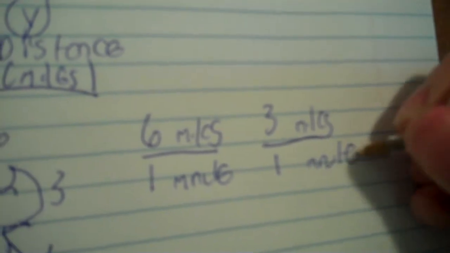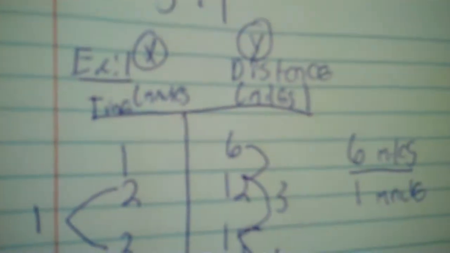Now you're going to generate a second rate. Okay, 15 minus 12 is 3, so you're going to go 3 miles, and then 3 minus 2 is 1, so 1 minute. Okay, then to the top, 12 minus 6, that's going to be 6 miles. 2 minus 1 is 1, that's going to be 1 minute, okay?